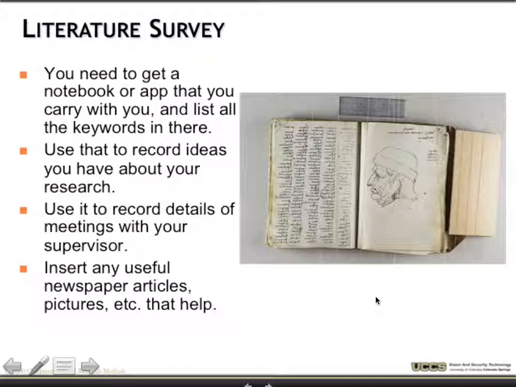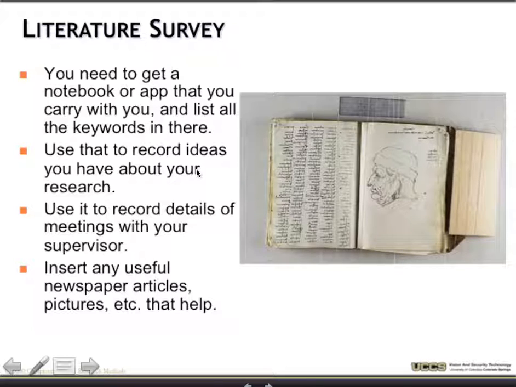Okay. The second thing I strongly recommend is you have a notebook or an app. Most of you are computer oriented, so it's probably an app, where you keep track of all of that stuff. So this is obviously a very old notebook where people, I think this is, I won't guess who it is, I don't know. But keeping track of all the terms is really important.